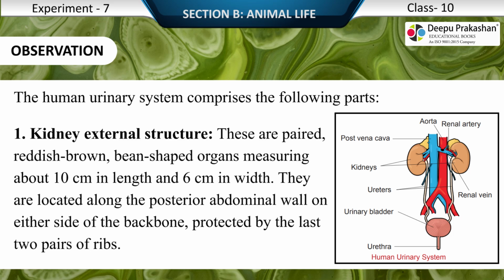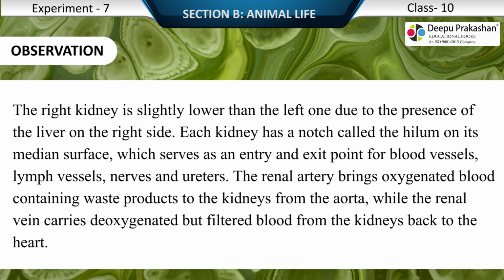1. Kidney external structure. These are paired, reddish-brown, bean-shaped organs measuring about 10 cm in length and 6 cm in width. They are located along the posterior abdominal wall on either side of the backbone, protected by the last two pairs of ribs. The right kidney is slightly lower than the left one due to the presence of the liver on the right side. Each kidney has a notch called the hilum on its median surface, which serves as an entry and exit point for blood vessels, lymph vessels, nerves and ureters.